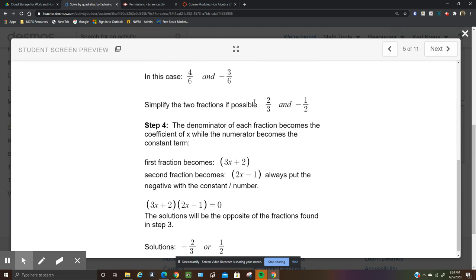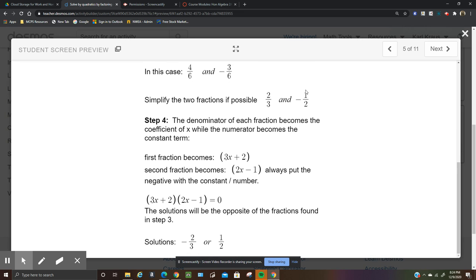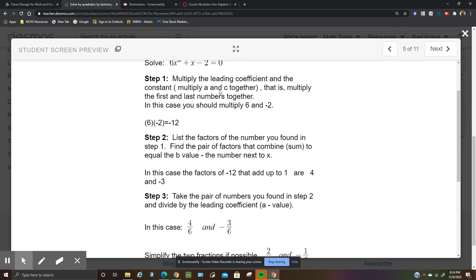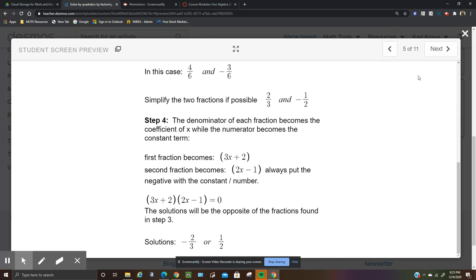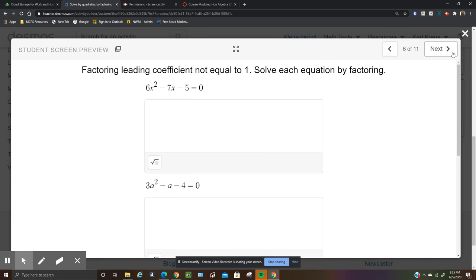I don't have to go through all that factor by grouping stuff. This is an algorithm that will always work. So I don't have to use factor by grouping, which is something we haven't taught you yet anyway. So you can just use the algorithm. So here's factoring when the leading coefficient is not equal to 1.